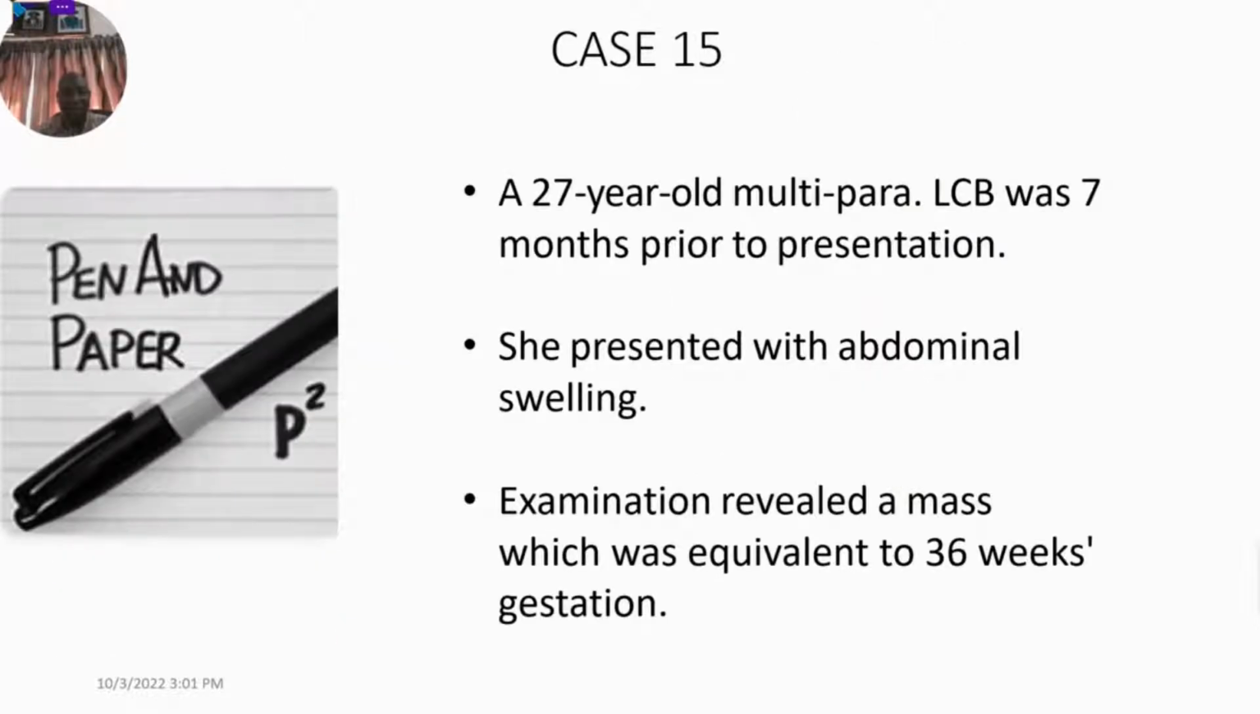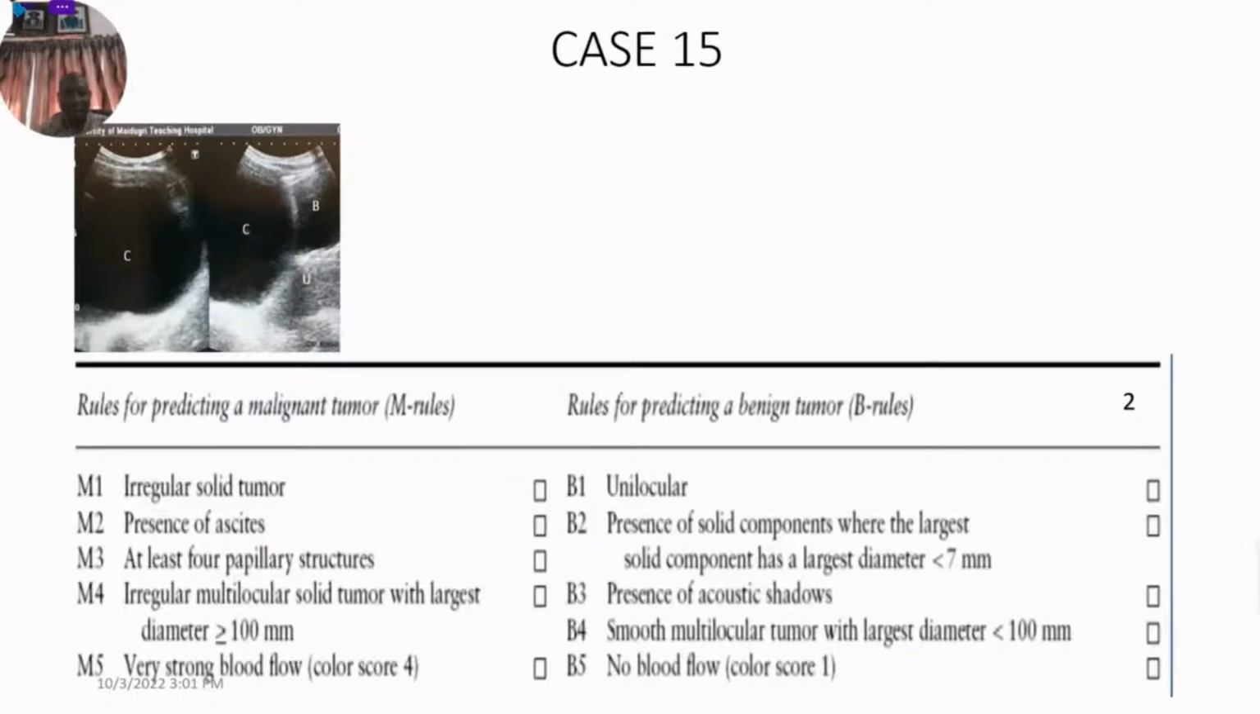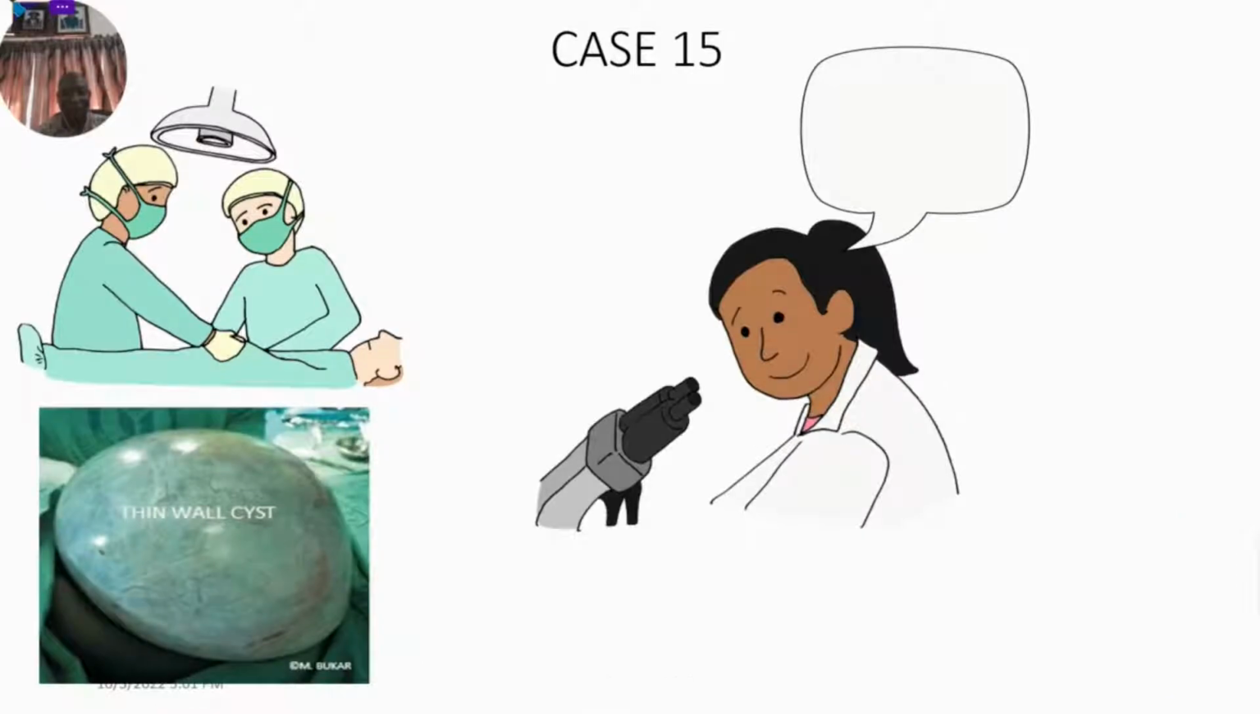Case number 15 was a 27-year-old multipara whose last childbirth was 7 months prior to presentation. She presented with abdominal swelling, and examination revealed a mass which was equivalent to 36 weeks gestation. Ultrasound scan revealed a unilocular lesion with no blood flow. So 2 B rules, no M rules, so it's classified as benign. She underwent surgery and histology confirmed it to be serous cystadenoma.